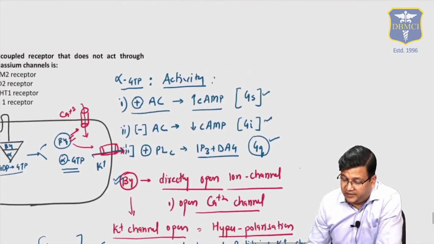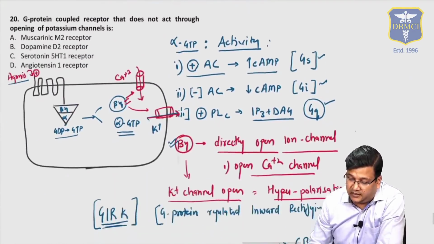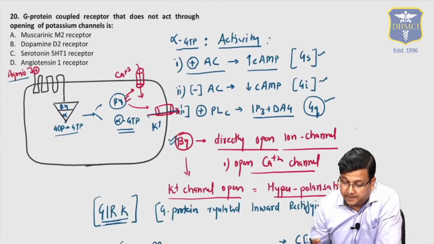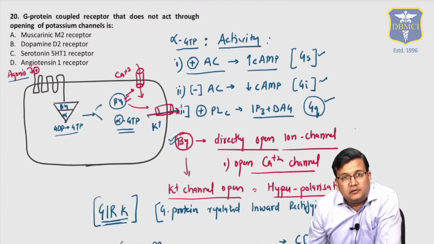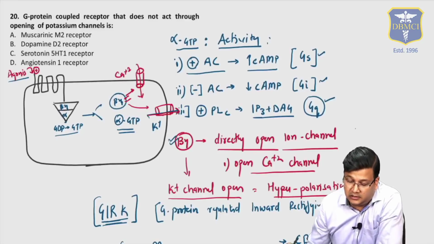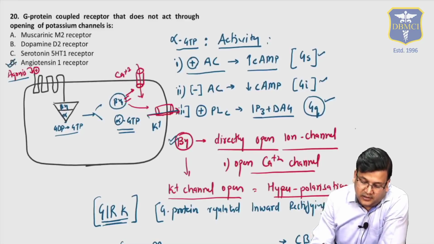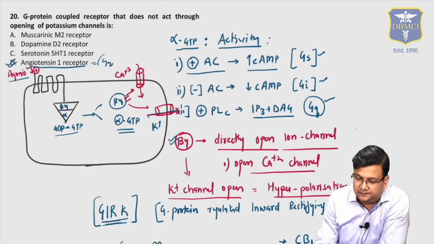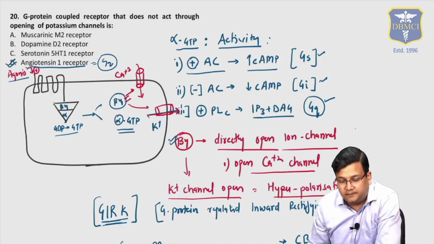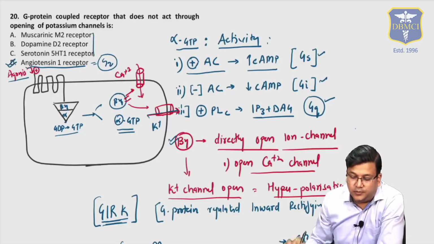So now that we have understood the importance of the beta gamma subunit of GPCR, and we have also seen the GIRK type of potassium channels and which receptors are related to GIRK, the answer is very simple. Angiotensin 1 receptor is a Gq type of GPCR, not related to potassium channel. The rest three are related to opening of potassium channel.